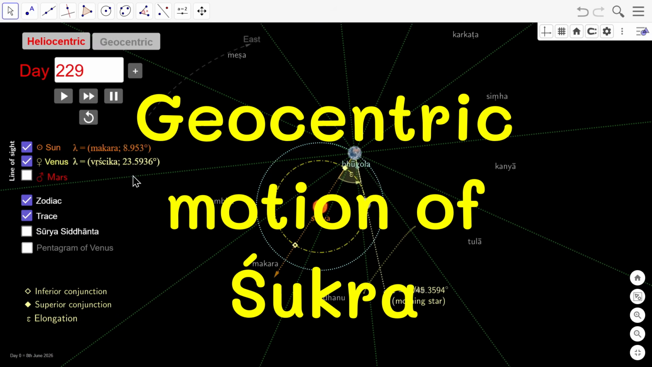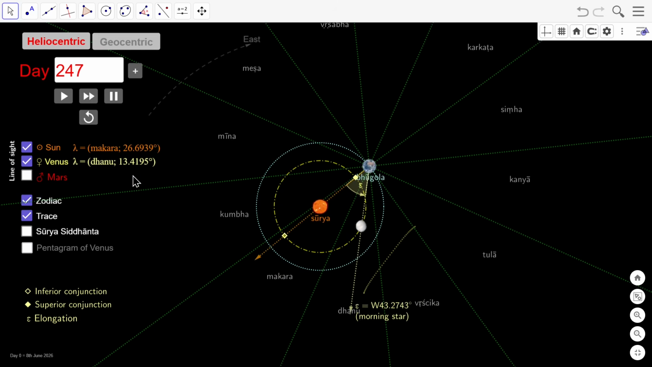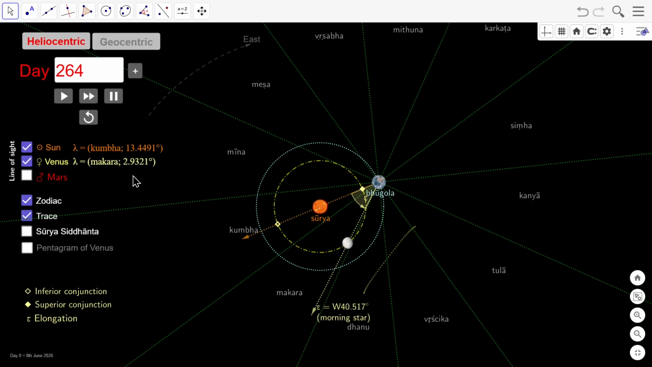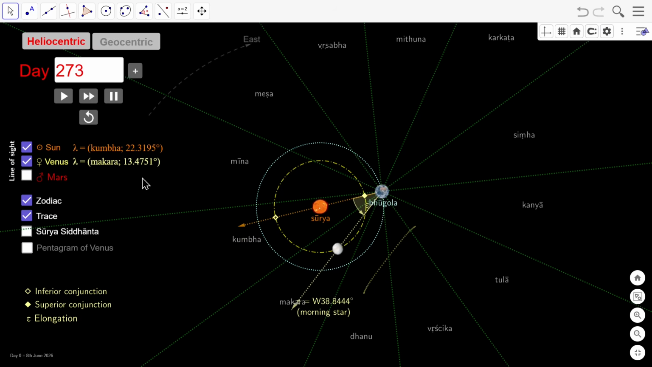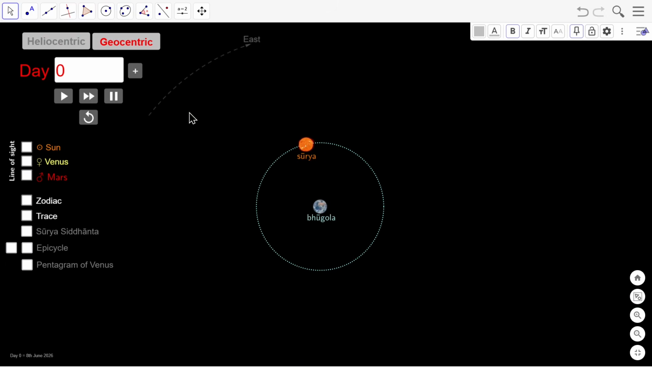So I need to now move from this heliocentric model to the ancient geocentric model and see what happens to the movement of Venus. So I'm going to do that switch now to a geocentric model. So now the Earth is in the center and Sun is going around the Earth. It's an apparent movement, but in the geocentric model, they thought in the ancient Siddhantic period that this was the real movement of the Sun.